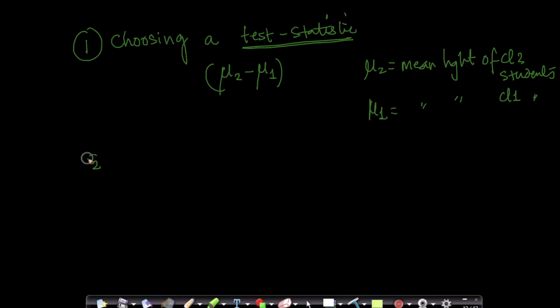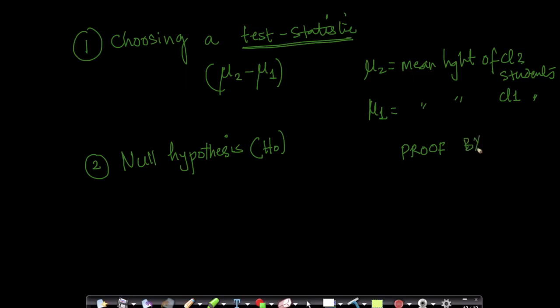The second step is you define something called a null hypothesis. These terms might sound alien to you, but I'll quickly explain this. A null hypothesis is often written as H0. This whole method follows something called proof by contradiction. It follows a very, very interesting idea in proving called proof by contradiction. Let me explain this.